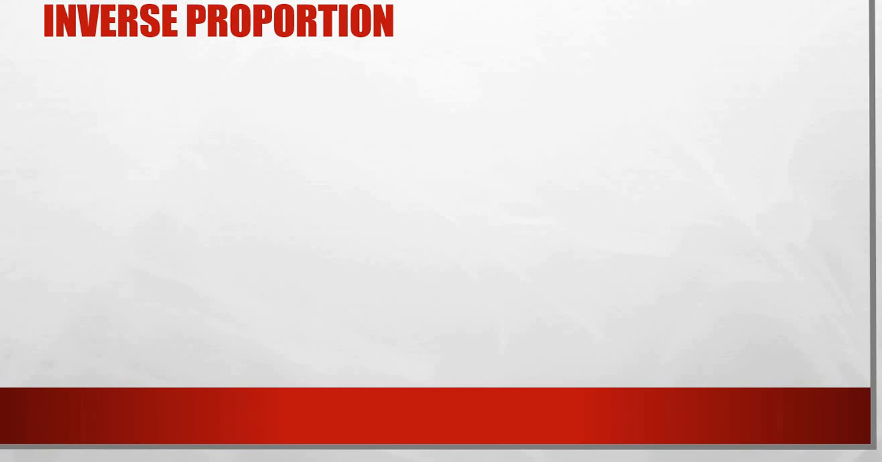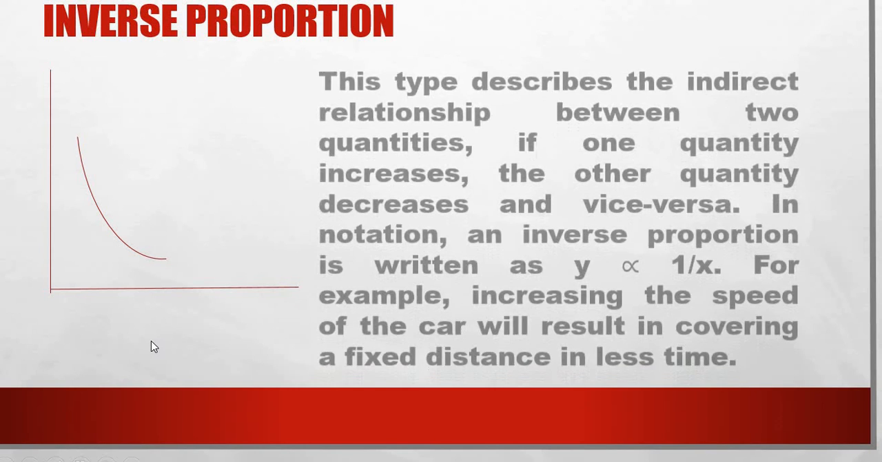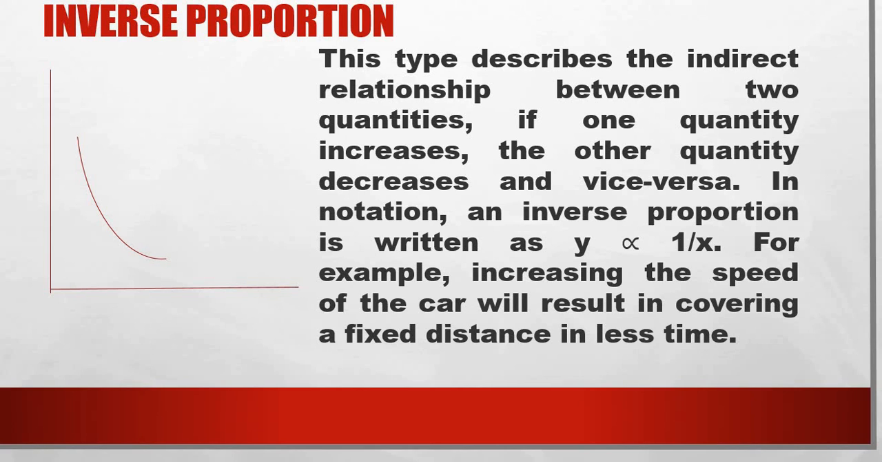Inverse proportion. This is how the graph is. Okay, so inverse proportion describes the indirect relationship between two quantities. Indirect relationship in the sense that if one quantity increases, the other decreases. The relationship is not direct, it is indirect. Increase in one brings about decrease in the other. Decrease in one brings about increase in the other.